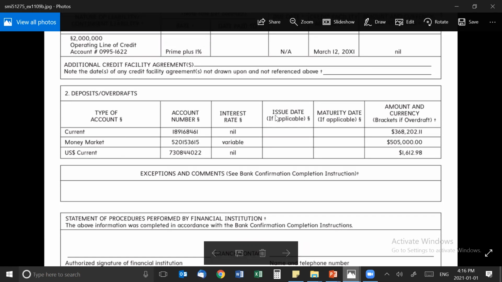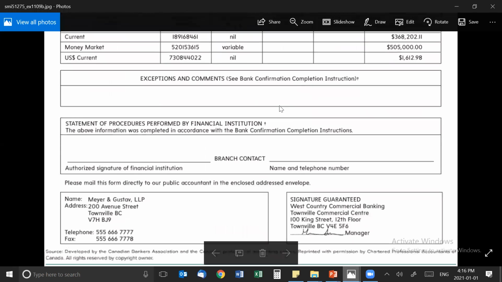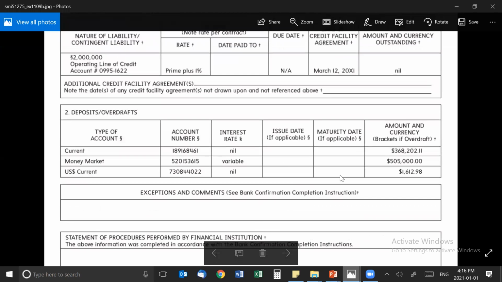So, they have 368,202 in their bank balance. They have a US bank balance as well, a money market. Okay, so you would have to look at this and compare it with a bank reconciliation to make sure the amount is correct on there.